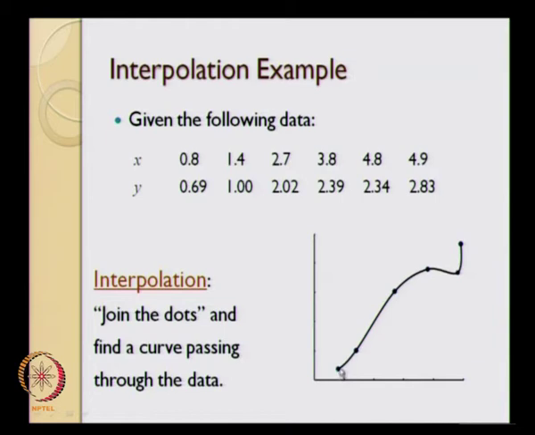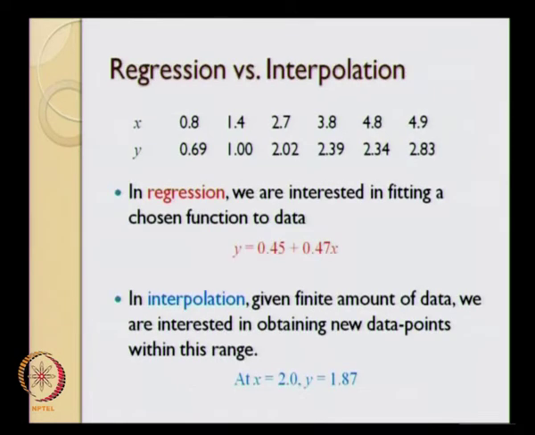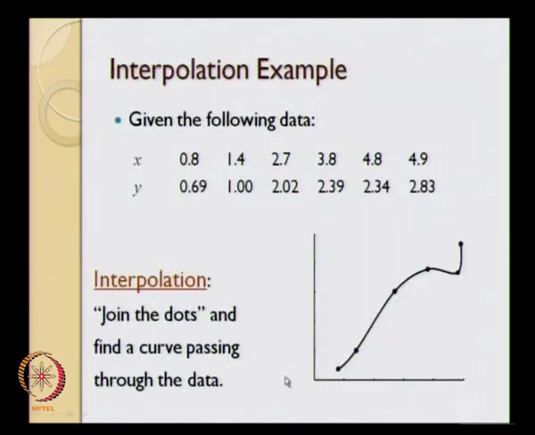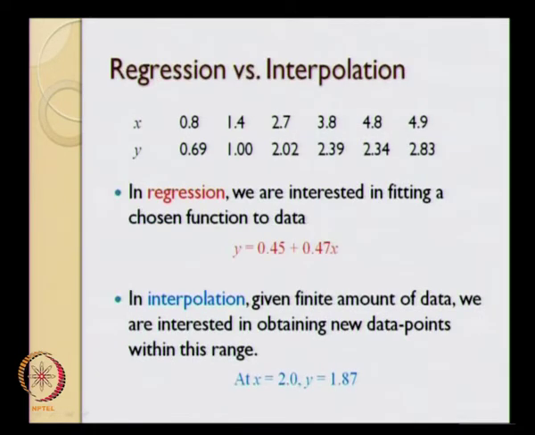So what interpolation does is, within these data points, if we are interested in finding the value of the dependent variable y given a particular independent variable x, we can find that particular value. For example, if we have x equal to 2, y will be 1.87. So this particular point is about 2 comma 1.87. Okay, that is what we do in interpolation.